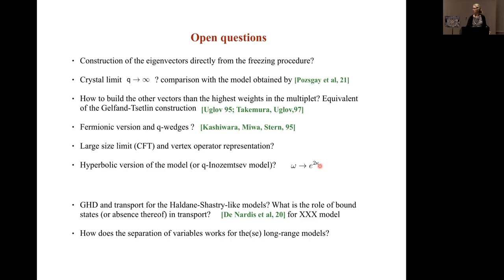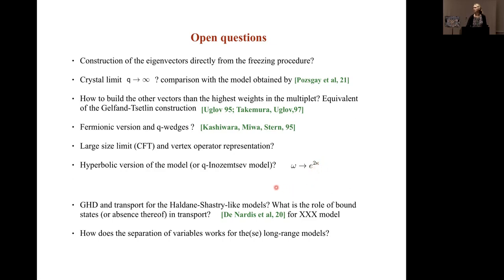Again, there will be an extra parameter kappa, which will be useful to tune in order to study what happens, for example, with the bound states that we expect in XXZ. What kind of bound states do we have? What happens with them in the limit when the interaction goes to nearest neighbor?